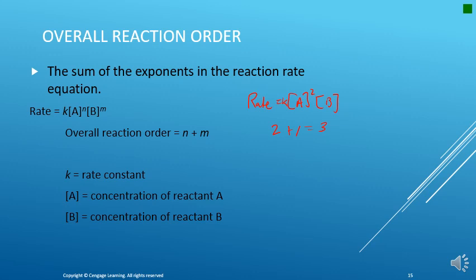To isolate k, you would take the concentrations of A and B raised to their certain powers and divide the rate by it. The one thing that does change, though, is the unit of k. The way you can figure out the unit for k is pretty simple. Take 1 and subtract whatever the overall order is for your reaction.